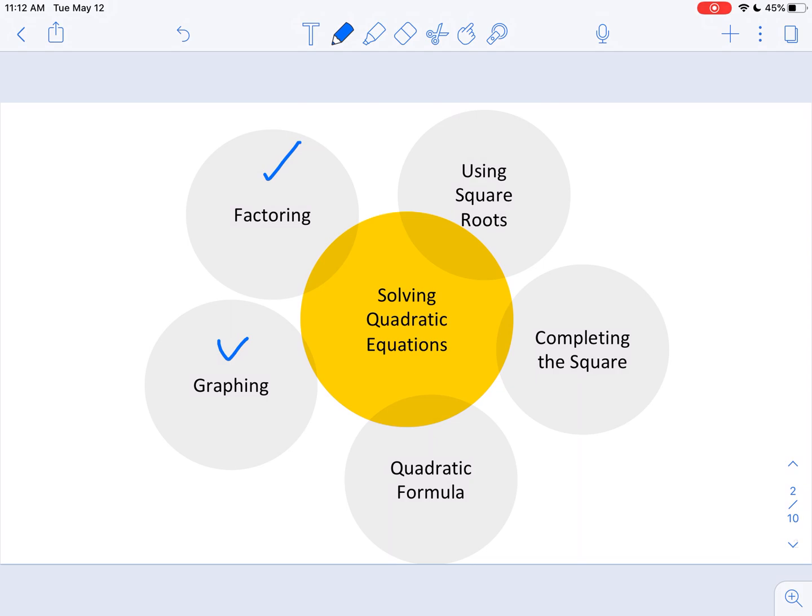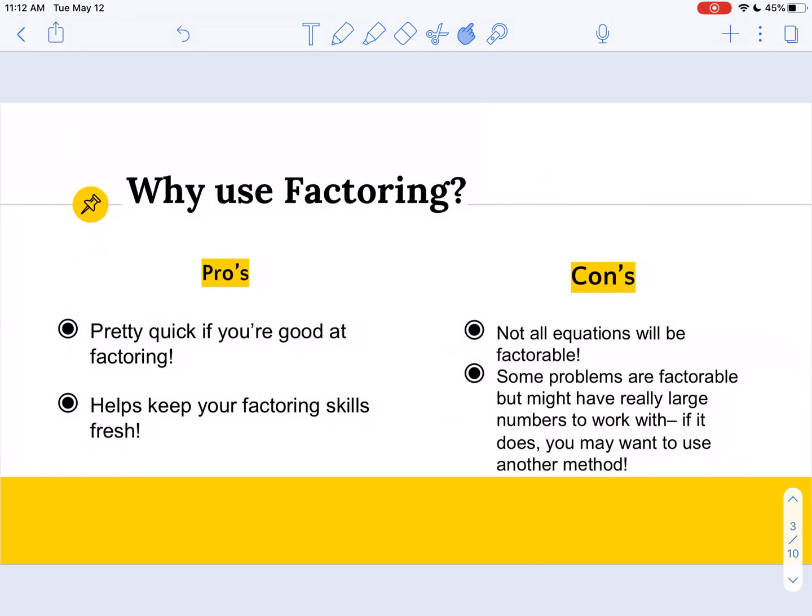Some other methods that we're going to be discussing in the future are how to solve quadratic equations by using square roots, by completing the square, and by using the quadratic formula. As you see, there are a lot of different methods, and as we go through this, I want you to think about some of the pros and cons of each method. For today, we're really focusing on factoring though. Before we begin, let's talk about some pros and cons of this method.